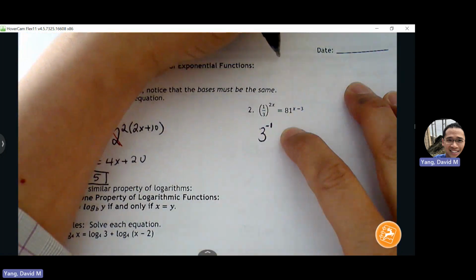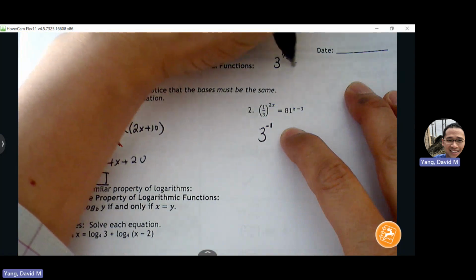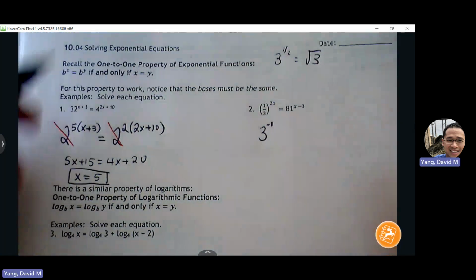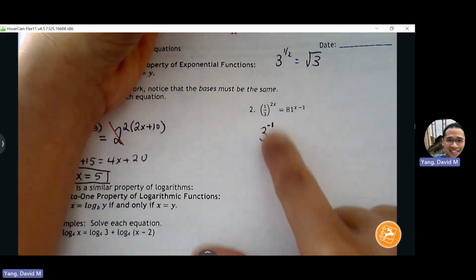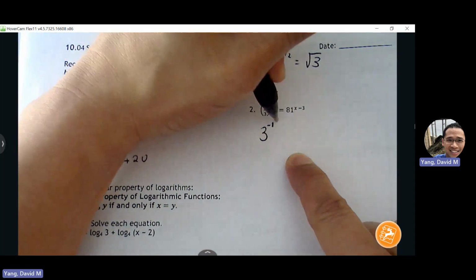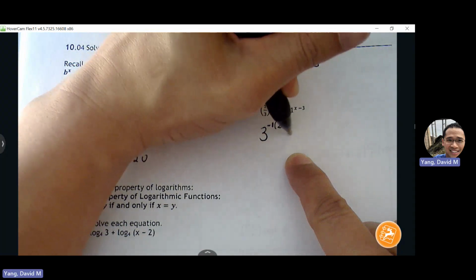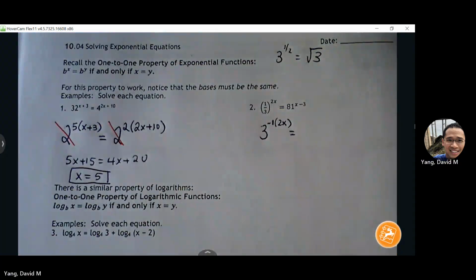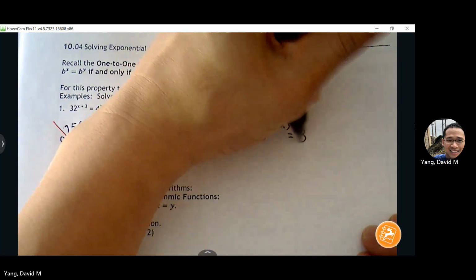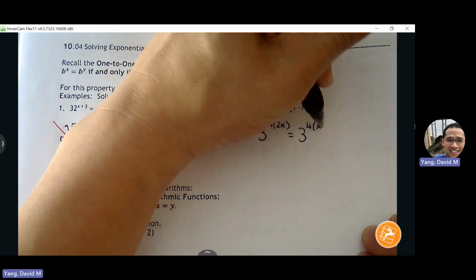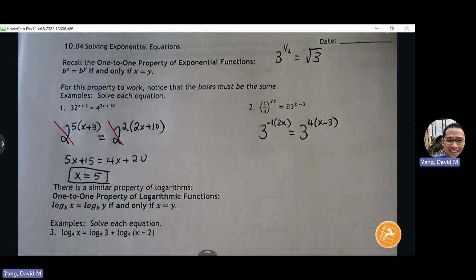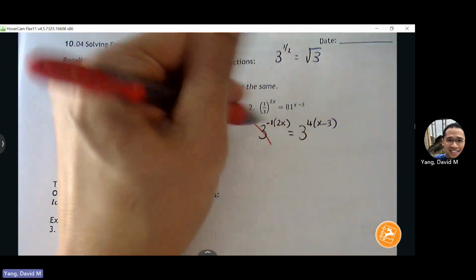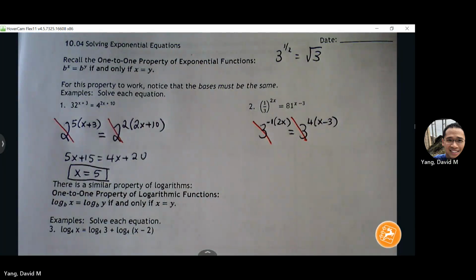Not quite. Well, if it was 3 to the 1/2, that would be the square root of 3, yeah. A negative is going to allow that number to flip to the other side. So 1/3 is the same thing as 3 to the -1, and I want to keep my original exponent, so I will keep that 2x. 81 is 3 to what power? 4. And then keep my original set of exponents. Now the 3's can drop out, and I just focus my attention on my exponents.